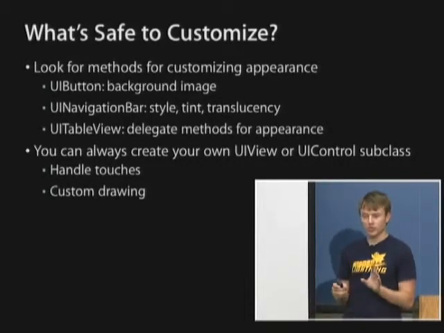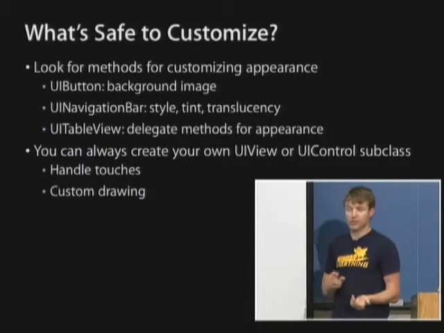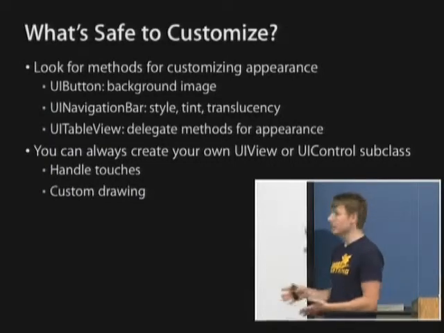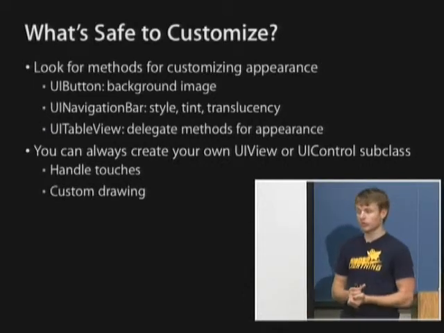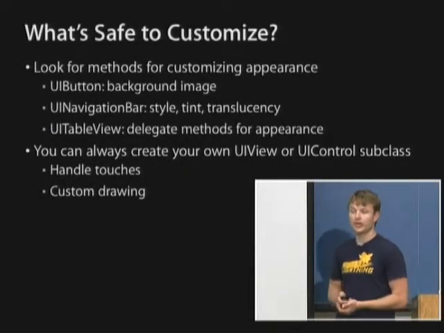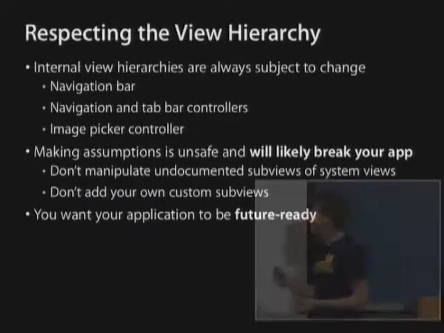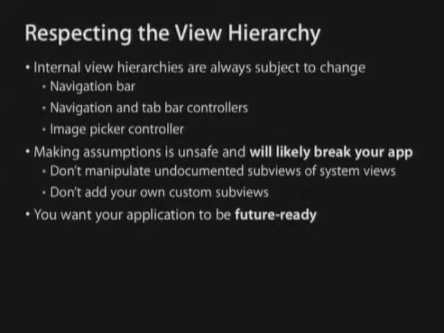And then if you've got some custom control and you're trying to decide, should I subclass UI switch and try to override a bunch of stuff, or just create my own UI control, sometimes creating your own UI control subclass is the right way to go. It's worth mentioning here, the idea of respecting the view hierarchy. When you've got UIKit classes like navigation bar, or the views of navigation and tab bar controllers, or the image picker controller, these classes don't document what their subviews are. They don't make any guarantees. So making assumptions about what's in these classes is pretty unsafe, and it'll likely break your app in the future.